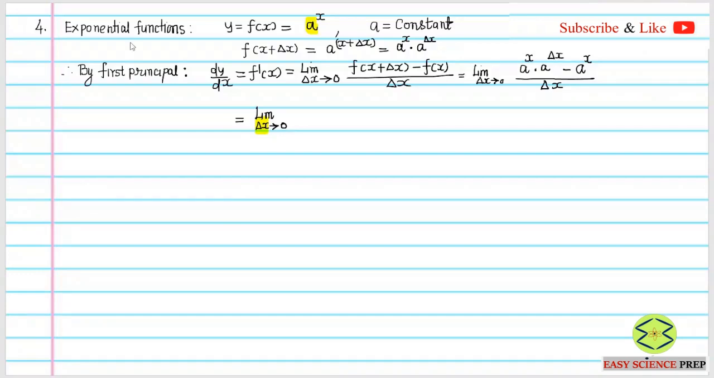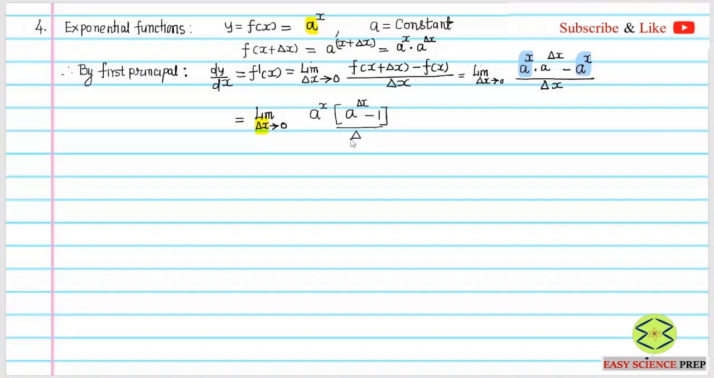Let's see. In this particular expression, a raised to x is common in both terms. So I can take these two terms common, and then inside you will have a raised to delta x minus 1, whole divided by delta x.